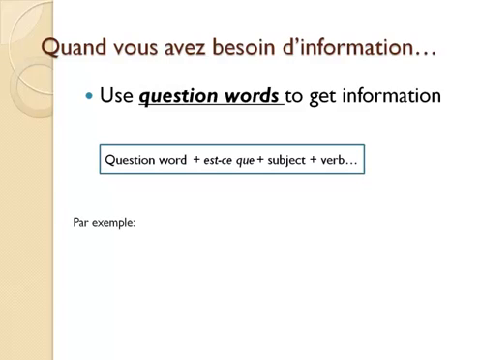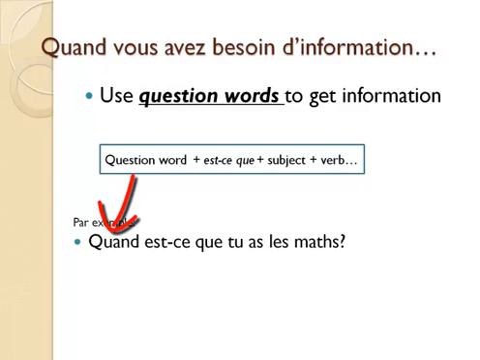So, if I show you an example that illustrates that, we have the question, quand est-ce que tu as les maths? The question word is quand for when. Then we have the expression est-ce to say do or does. Then our subject tu, then the verb a, notice, is conjugated for the subject tu, and then the rest of our question. Meaning, en anglais, when do you have math?